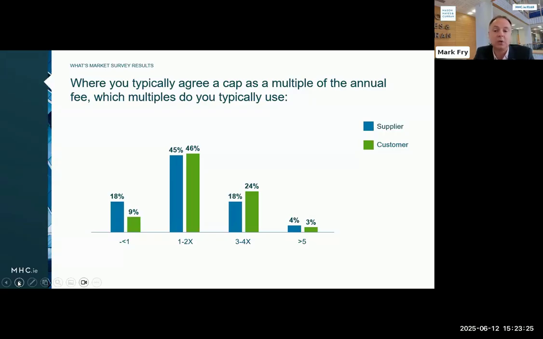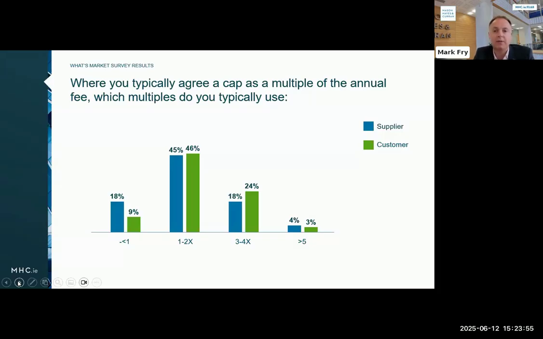Back in 2021, for example, we had 69% of suppliers indicating it would be at 1 to 2 times fees, but it is similar to what we've seen in more recent years. So it aligns with data from last year where it was 48%. 18% of suppliers indicated that they would typically use 3 to 4 times fees. That's similar again to what we saw in previous years, and that data hasn't really changed much. It's always been around the 18 to 20% range. I think it was 22% in 2021, 22% in 2024, thereabouts.